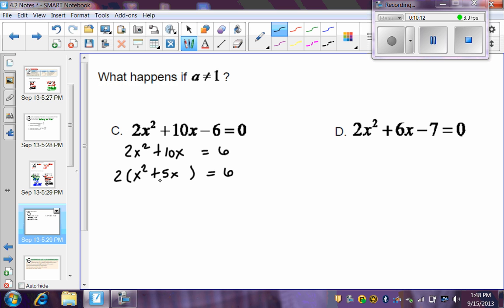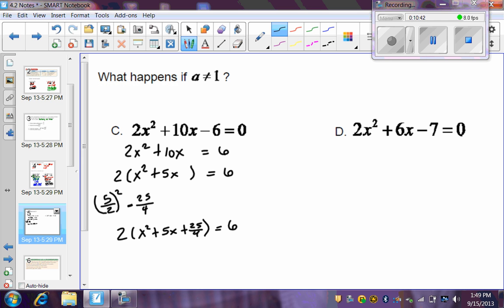Now the b is 5. So off to the side, I have 5 over 2. Well, that's going to be a decimal, and I don't want to use decimals, so we're going to take that and square it. 5 squared is 25. 2 squared is 4. So now I have 2 times (x squared plus 5x plus 25 over 4) equals 6.